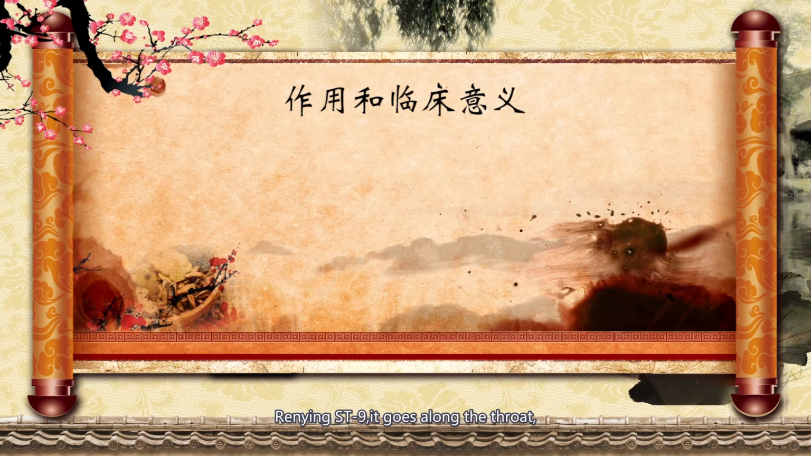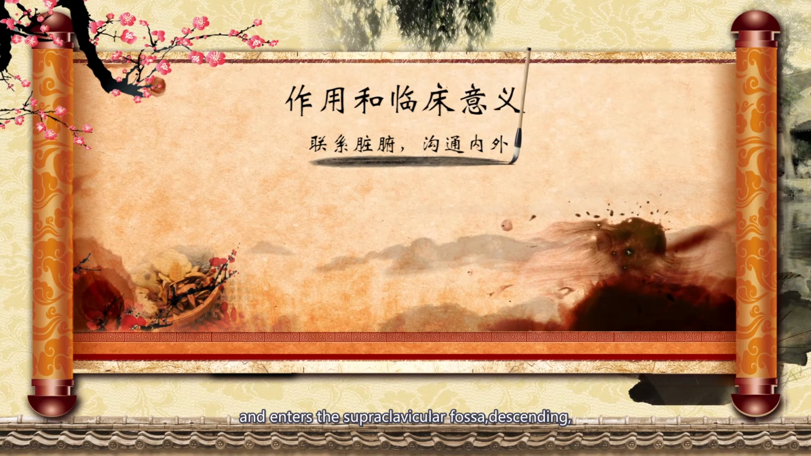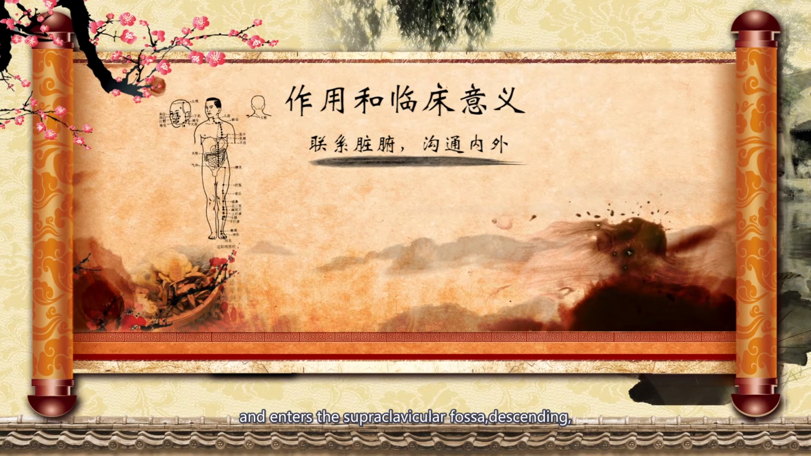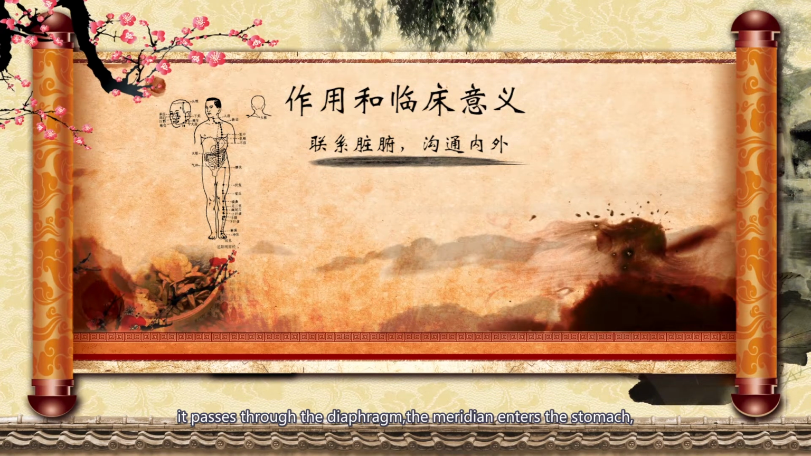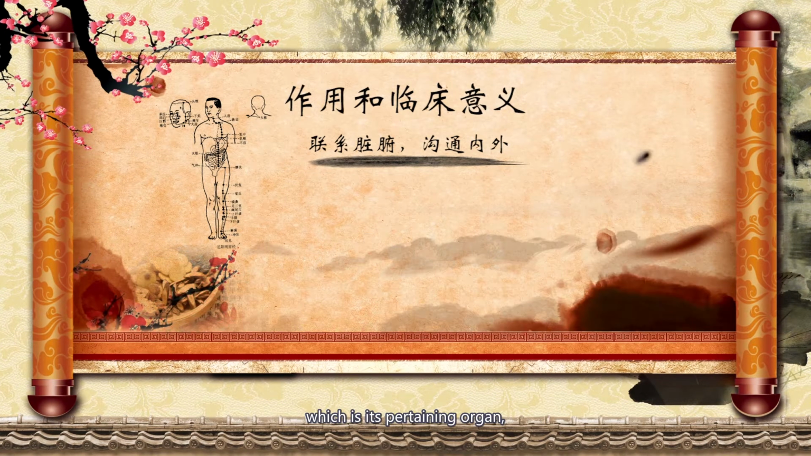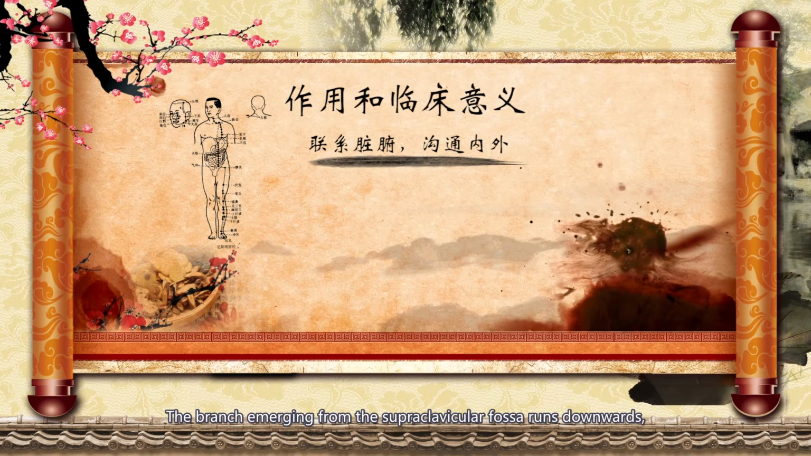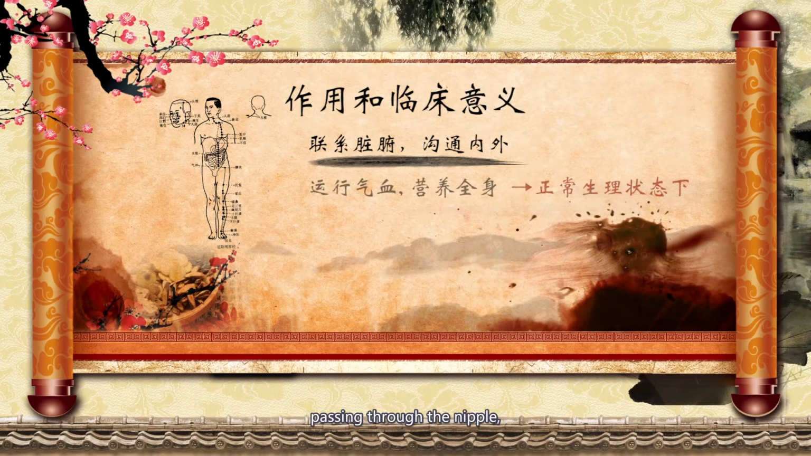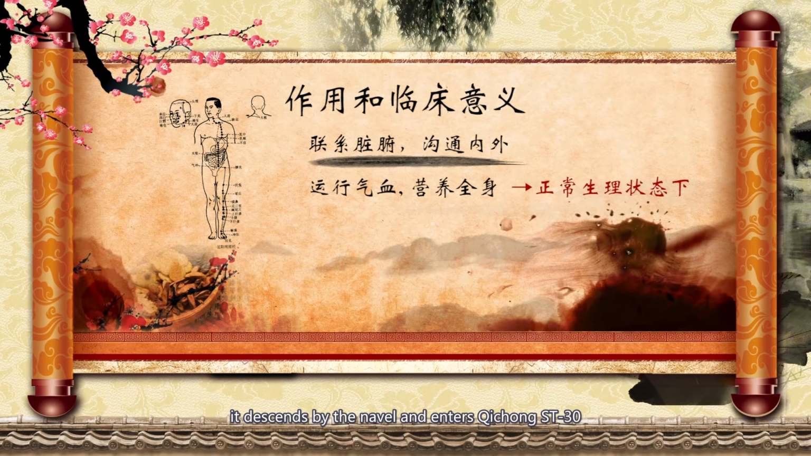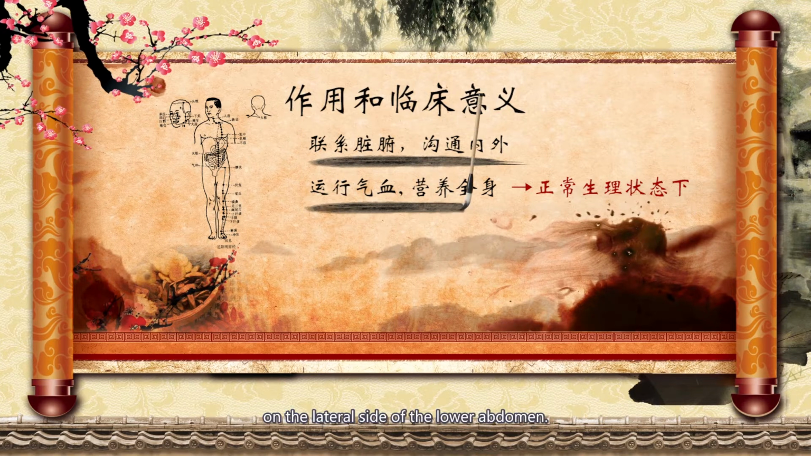It goes along the throat and enters the supraclavicular fossa, descending. It passes through the diaphragm. The meridian enters the stomach, which is its pertaining organ, and connects with the spleen. The branch emerging from the supraclavicular fossa runs downwards, passing through the nipple. It descends by the umbilicus and enters Qichong on the lateral side of the lower abdomen.